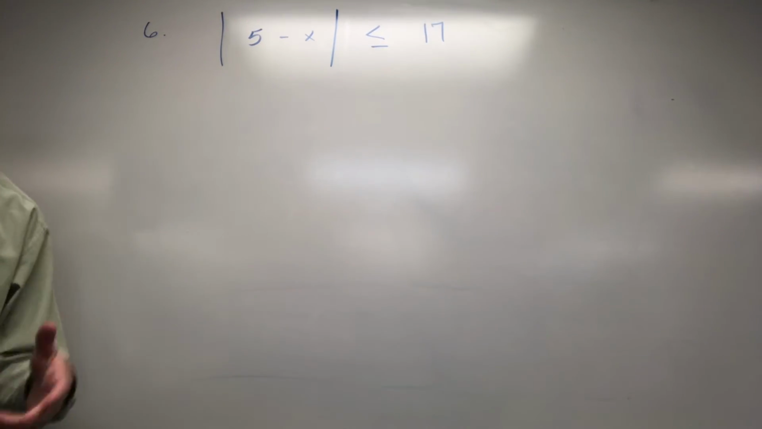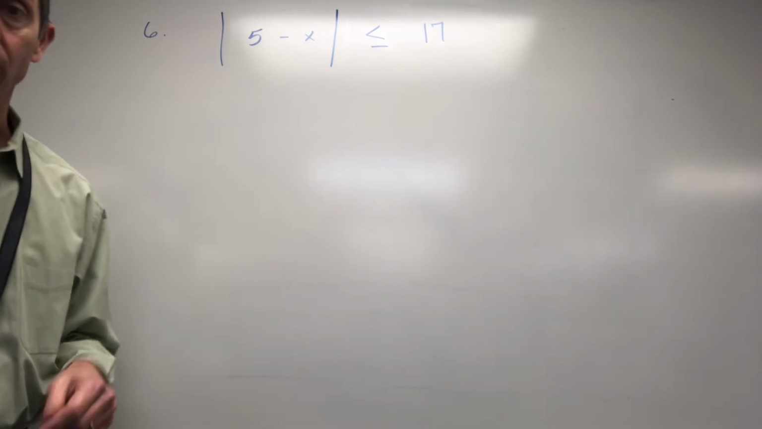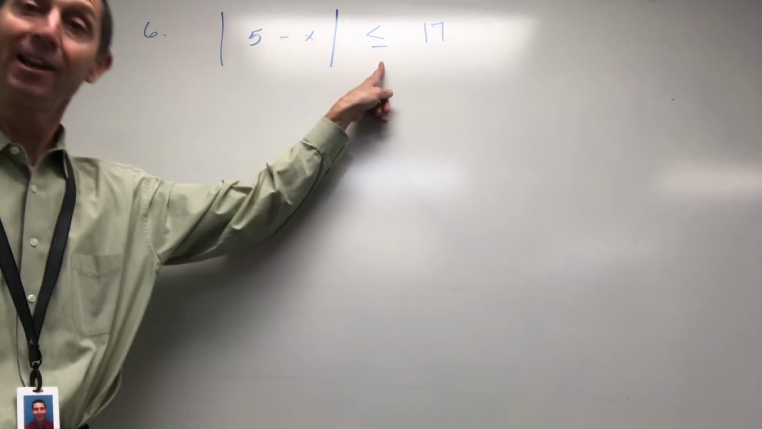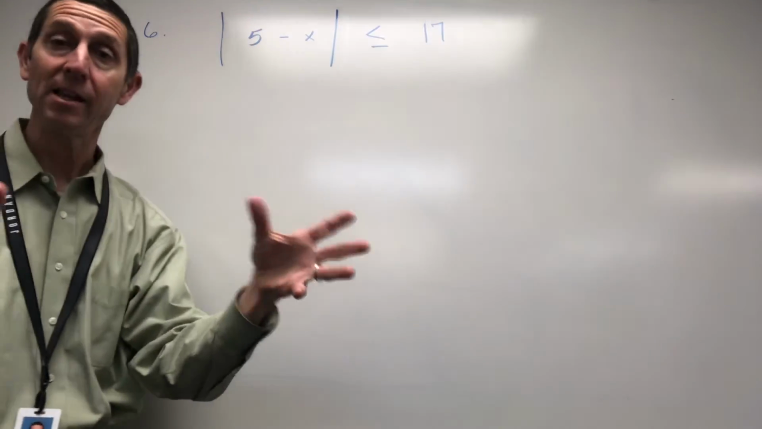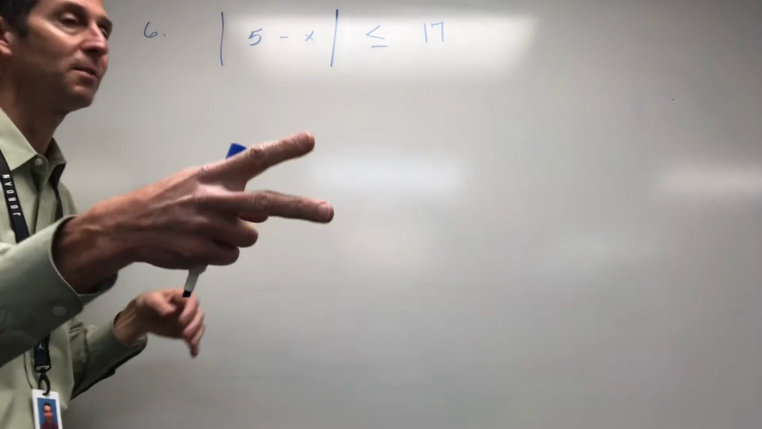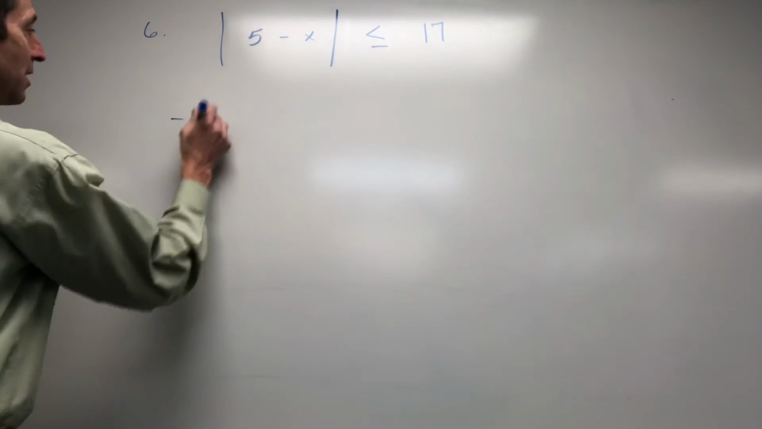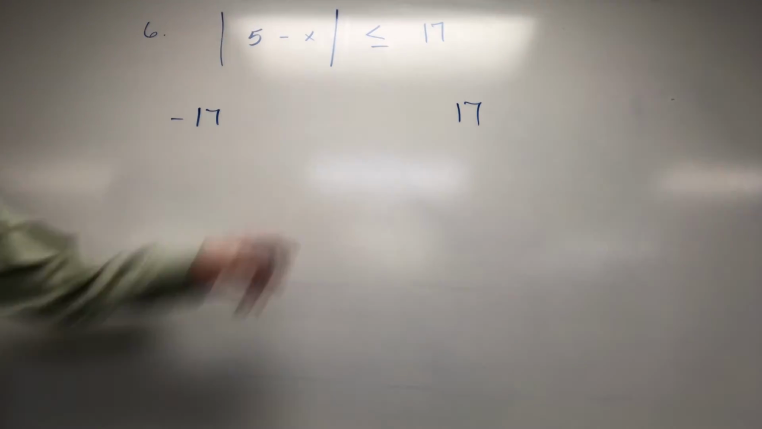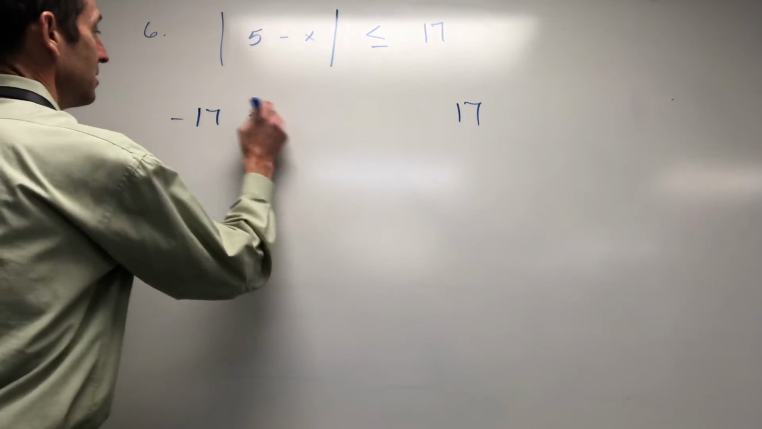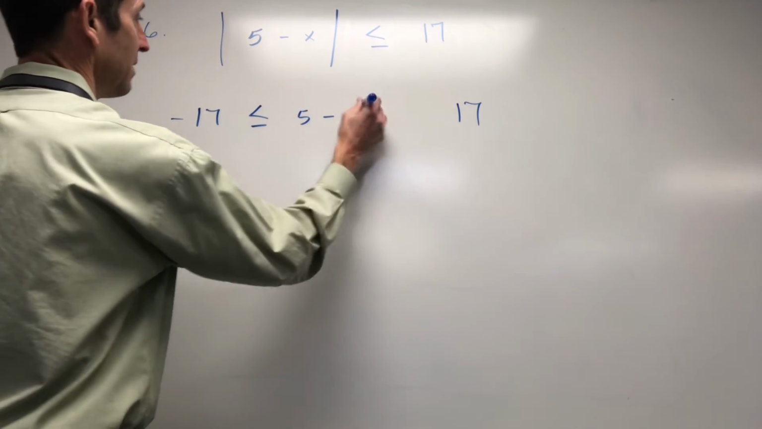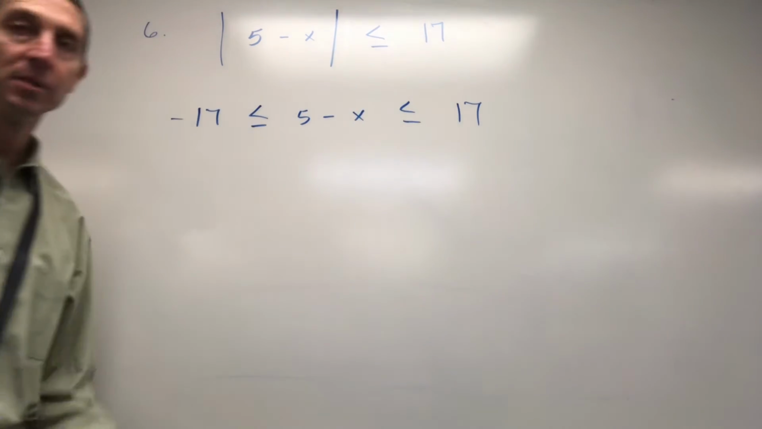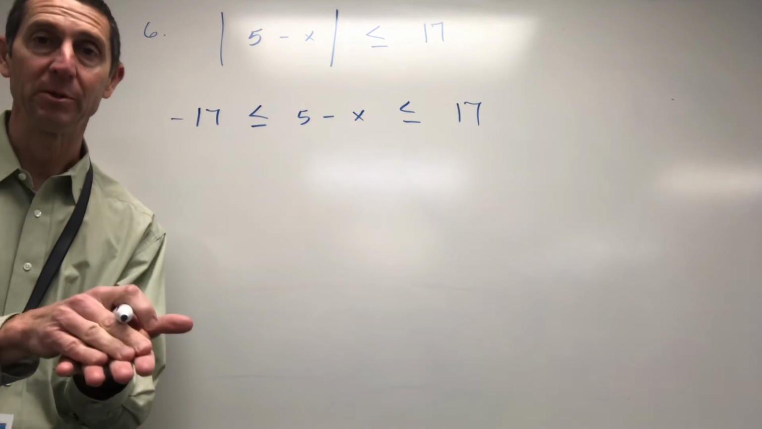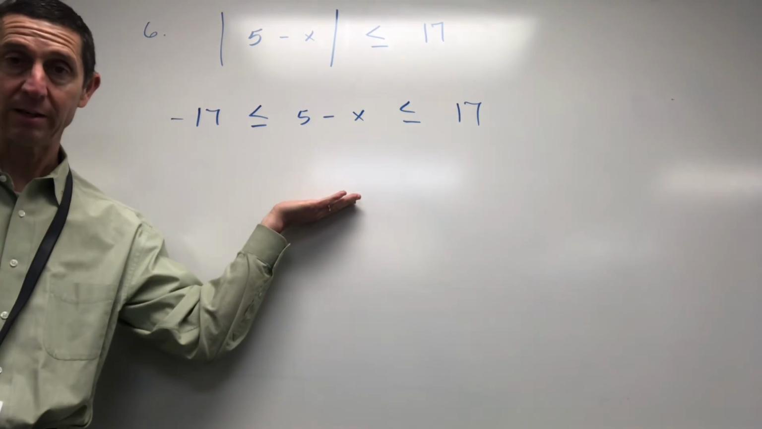Okay, walk up to it. Is it equal? No. Is it greater than? No. Is it less than? Yes, it is. The less than setup, two problems at one time. So we go negative 17, we go positive 17. It's a less than. In this case, less than or equal to 5 minus x, less than or equal to. So whenever you have an absolute value problem with the less than, this is the way you set it up.